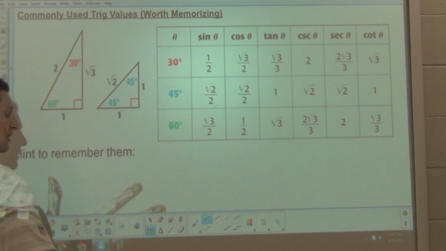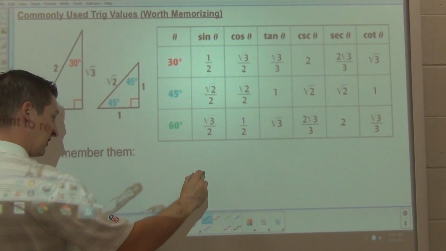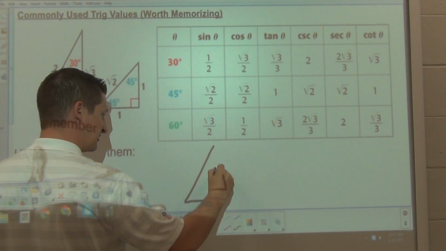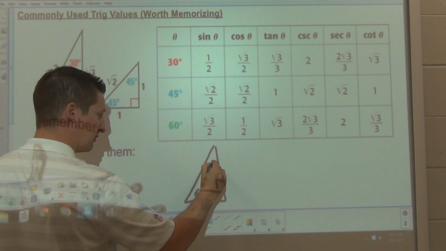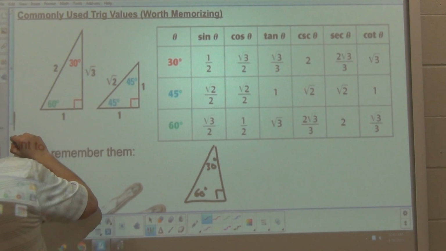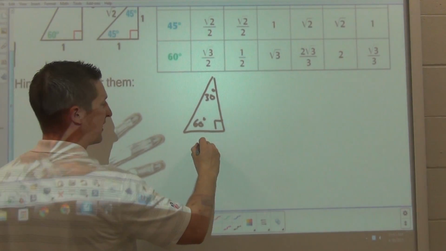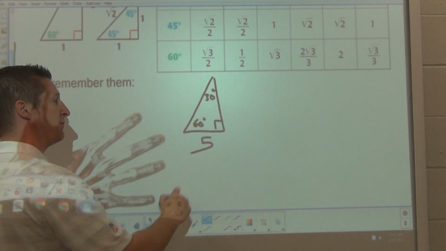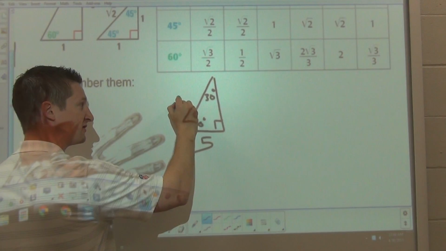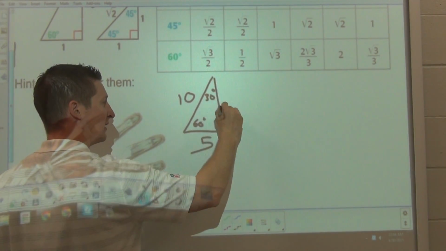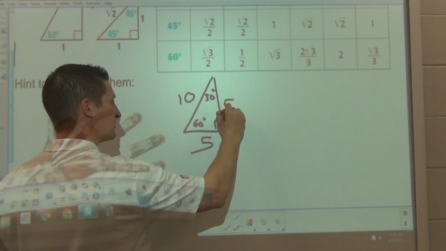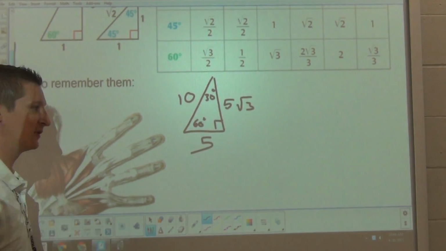Now again, to show you something, if my numbers are a little bit different, maybe I have a 30, 60, 90 right triangle. Here's my 60 degrees, here's my 30 degrees. Let's say my short side was 5, for instance. Well, that means the hypotenuse would be twice that, so the hypotenuse would be 10. And then my other leg is always going to be the short side times the square root of 3.